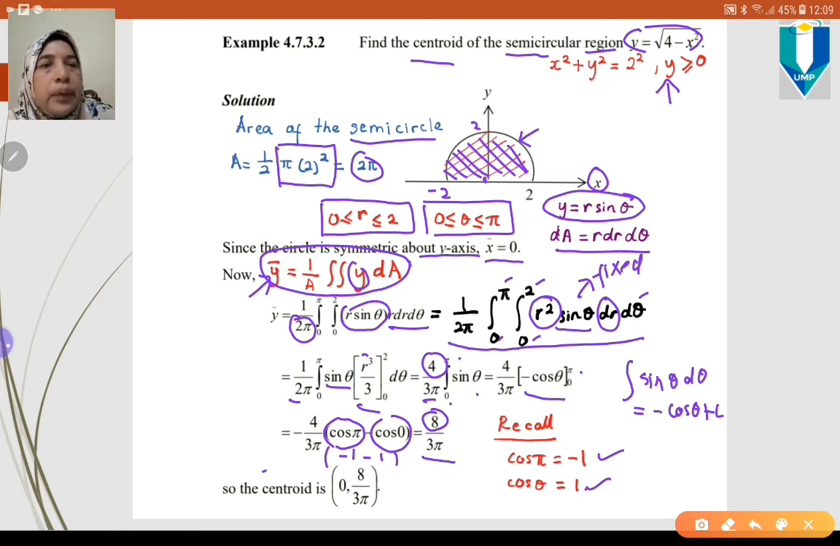So the answer for the centroid is x bar, which is 0, and y bar is 8 over 3π. I hope you understand this example. If you need to change to polar, make sure you change dA to r dr dθ. If you have y, you change it to r sin θ. If you have x, you change it to r cos θ.